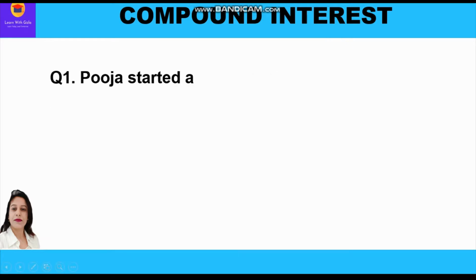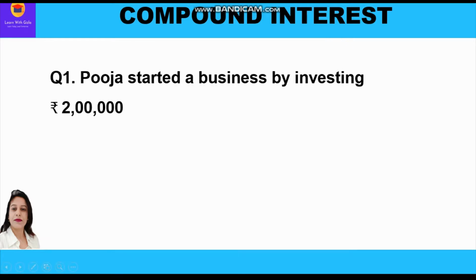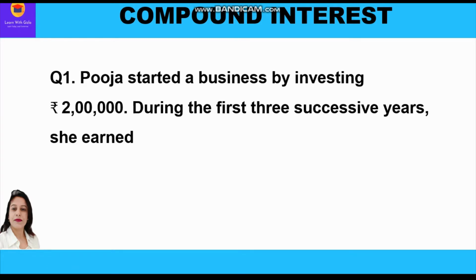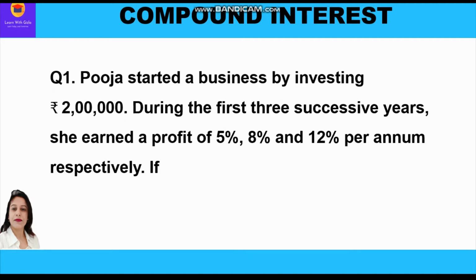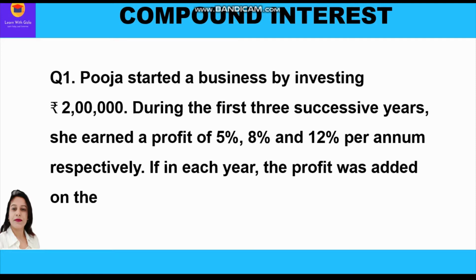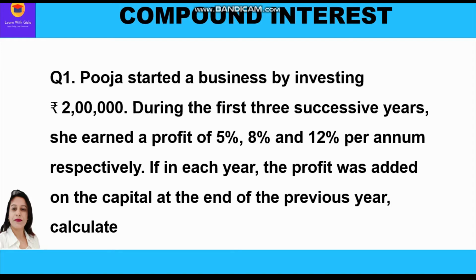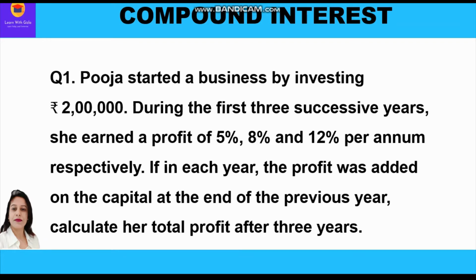Pooja started a business by investing rupees 2 lakh. During the first 3 successive years, she earned a profit of 5%, 8% and 12% per annum respectively. If in each year the profit was added on the capital at the end of the previous year, calculate her total profit after 3 years. So this is the question.